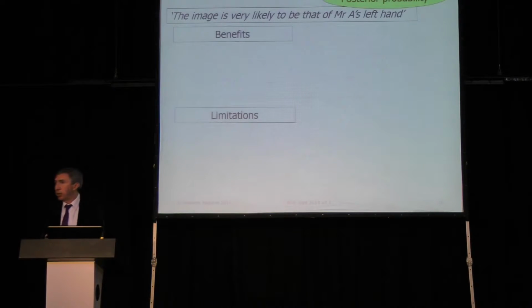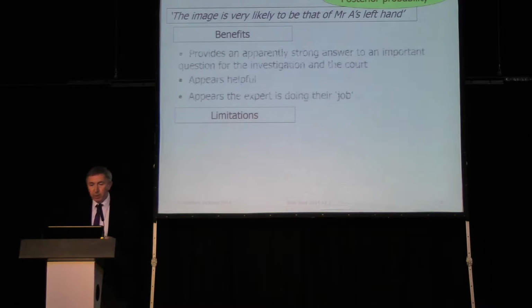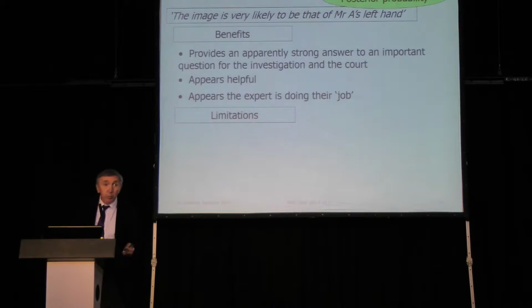Okay, let's look at this posterior probability thing. The benefits, well, it's still pretty good. It's maybe not giving us a categoric answer, but it's giving a sort of answer to a question that's important for the fact finder. It appears helpful, and again, it appears the experts are doing their job there.